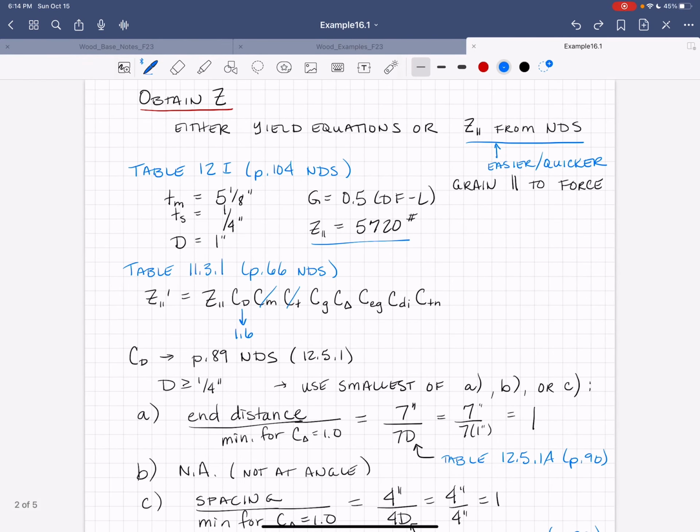All right, so you're going to obtain the Z value, which is the direct shear for these bolts as the board and the steel plates are trying to be pulled apart. So I'll call that Z parallel.